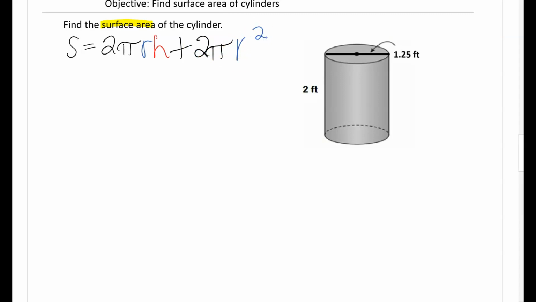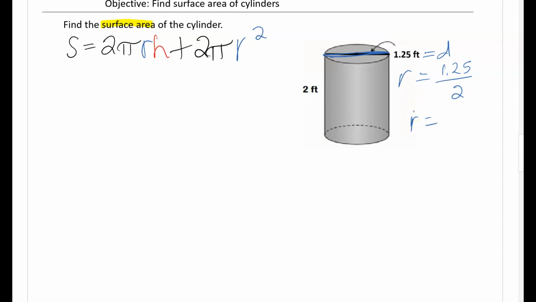Okay, so I was trying to color coordinate for you guys. So if you look at the picture, I have a 2 here and then I have the 1.25. But if you look at the line is fully drawn. So this tells me that 1.25 is actually the diameter, okay? So to find the radius, I have to take that and divide by 2. So my radius would be 1.25 divided by 2.